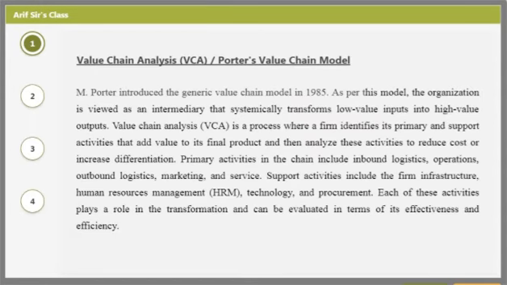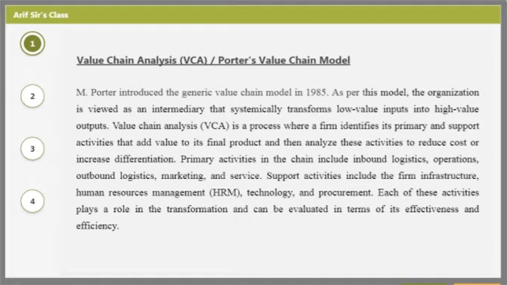So what is value chain analysis or Porter's value chain model? Porter introduced this generic model in 1985, and as per this model, the organization is viewed as an intermediary that systemically transforms low value inputs into high value outputs, and value chain analysis is one such process that is responsible for the transformation of low value inputs into high value outputs.